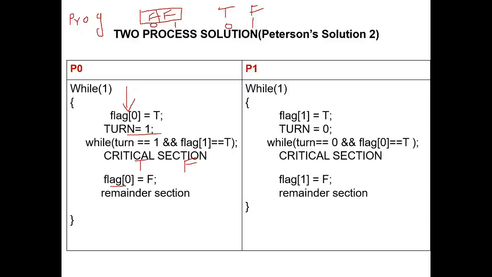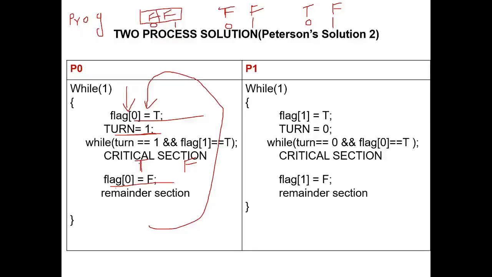Before coming out, it changes flag of 0 to false again. Now again P0 wants to enter the critical section, so it sets flag of 0 to true. Flag of 1 was false only, so it makes turn equal to 1. Turn is 1 here.